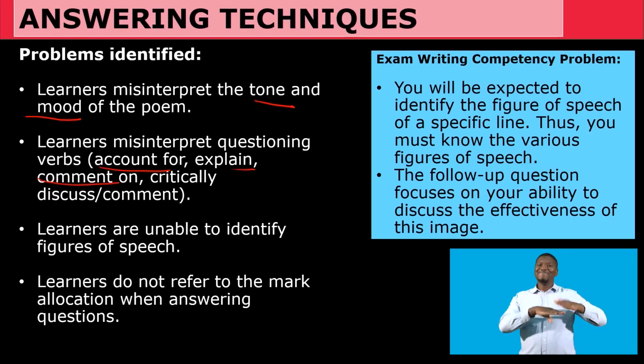Learners are unable to identify the figures of speech. We've gone through some of them at the beginning of our lesson. Learners do not refer to the mark allocation when answering the question. If you see the mark allocation is 2 marks, please ensure that you do not write lengthy and copious amounts of words within an answer, as it would be seen as redundant. Try and have 2 clear, distinct points, and you will be awarded your 2 marks.